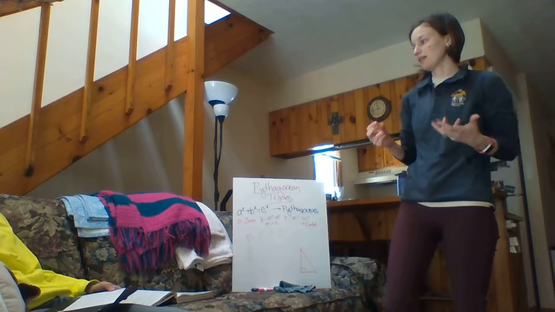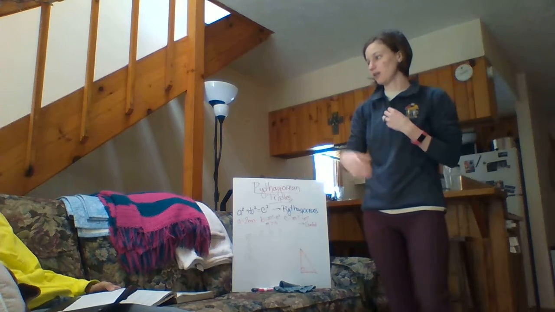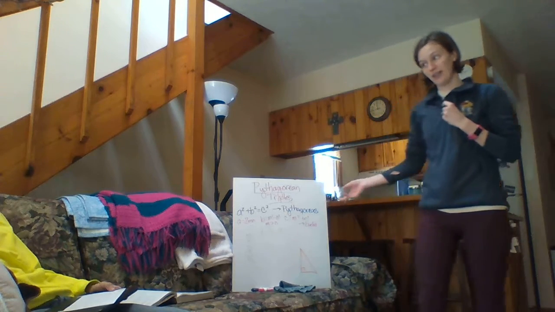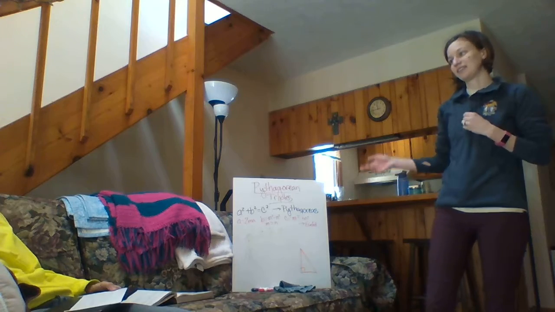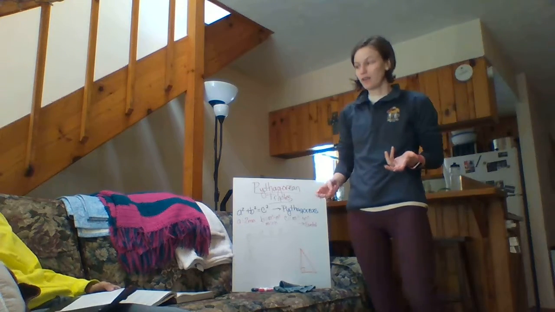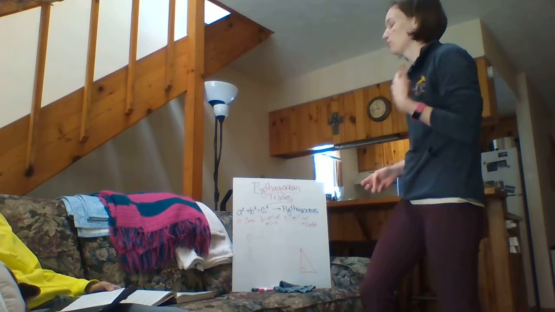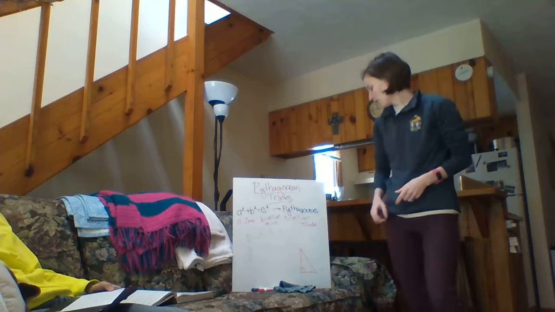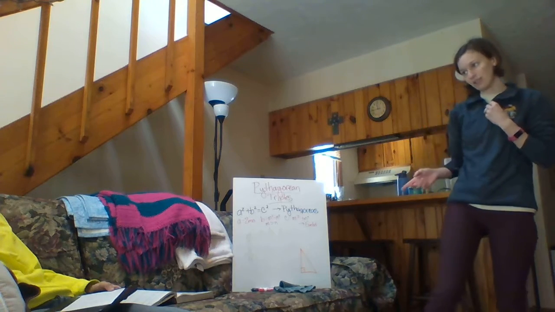And we know, because we've gone over it in class, that it is a squared plus b squared equals c squared. Exactly. Now, the question is, what type of triangles can we use that on? We can only use that on right triangles, correct?